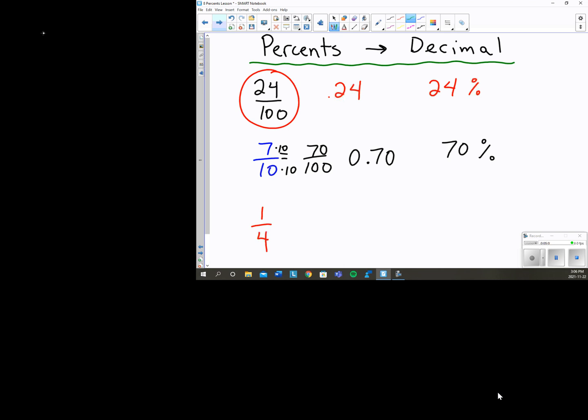Finally, if you've got a quarter and you want to find the decimal, most of you already know that a quarter is 0.25. It's 25 cents or 0.25 of a dollar. But to figure out exactly how to do this, we want to times it by 25 and times it by 25. And that gives you 25 out of 100, which is 0.25 or 25%.